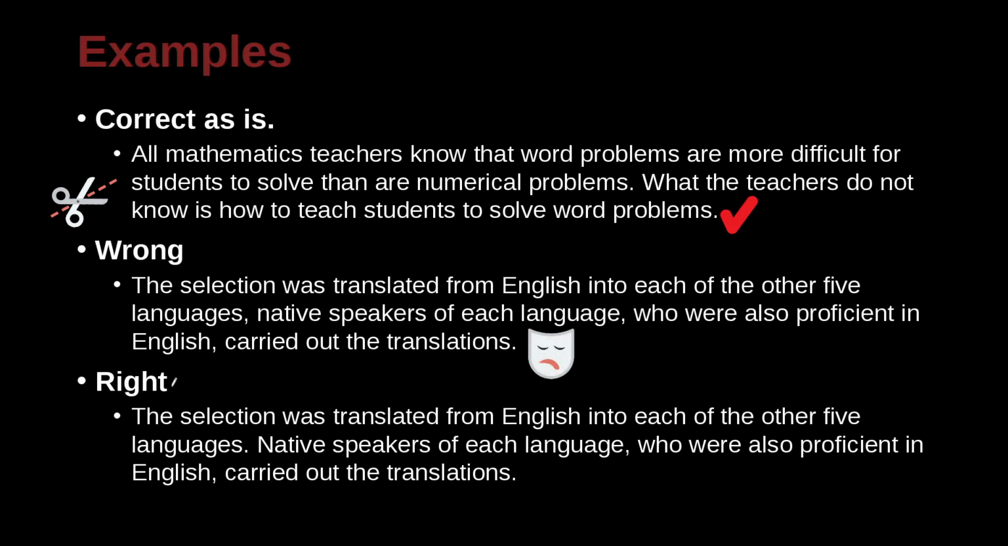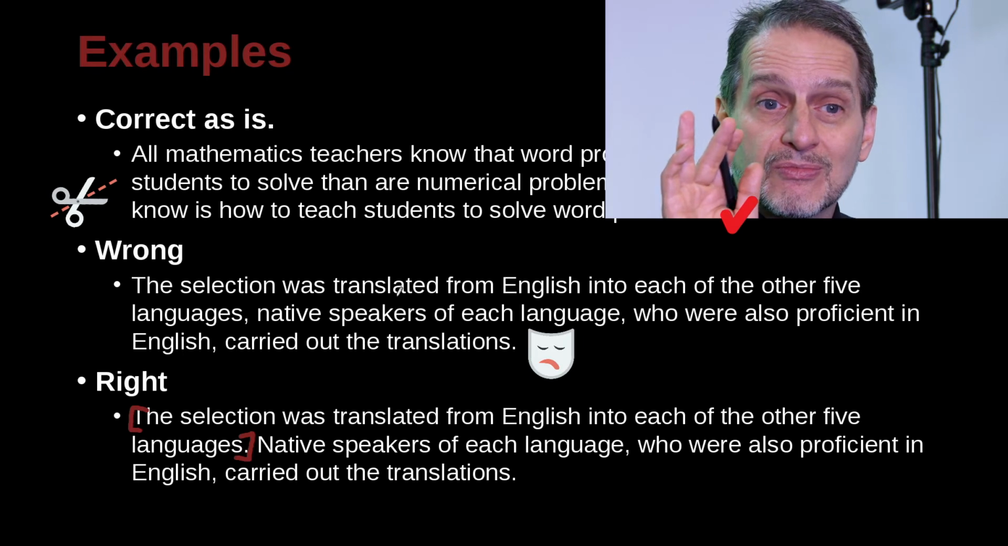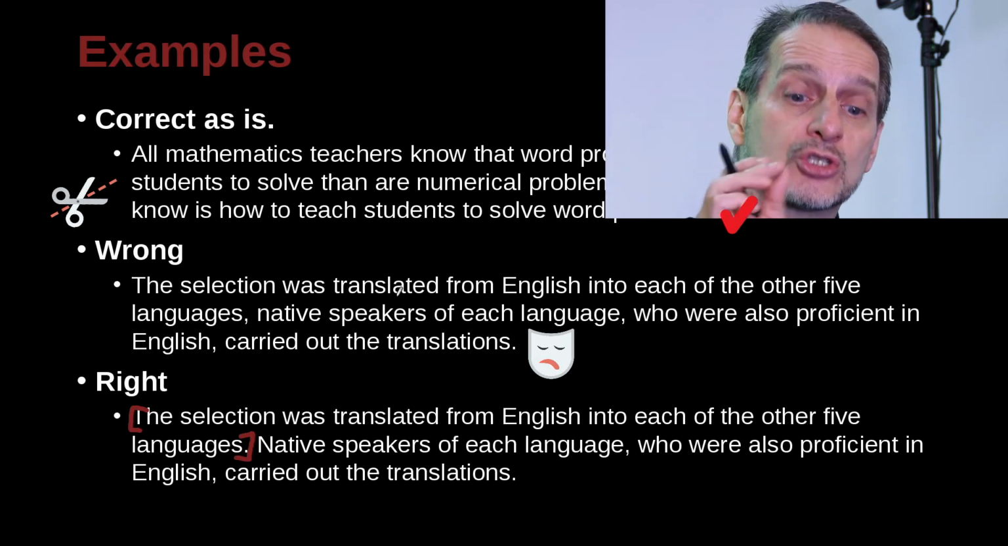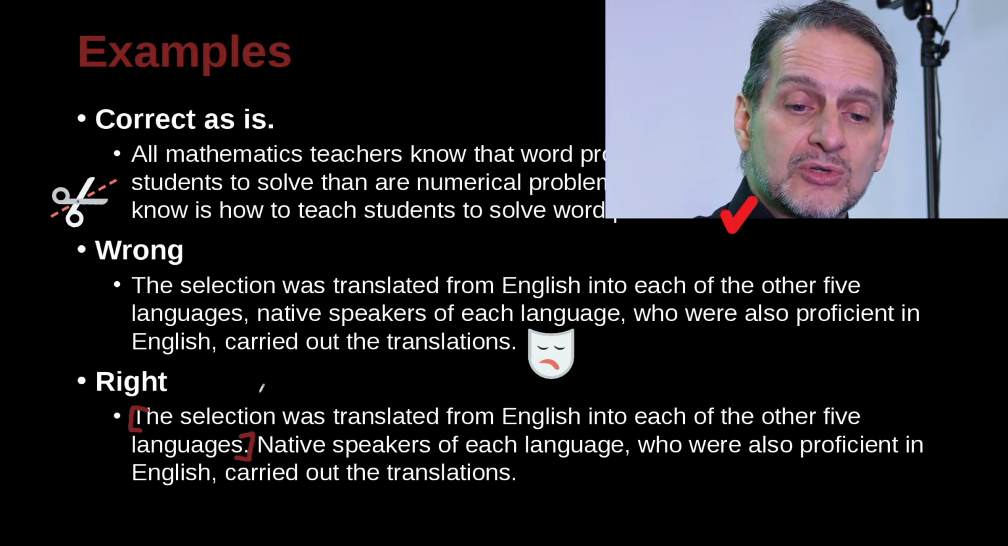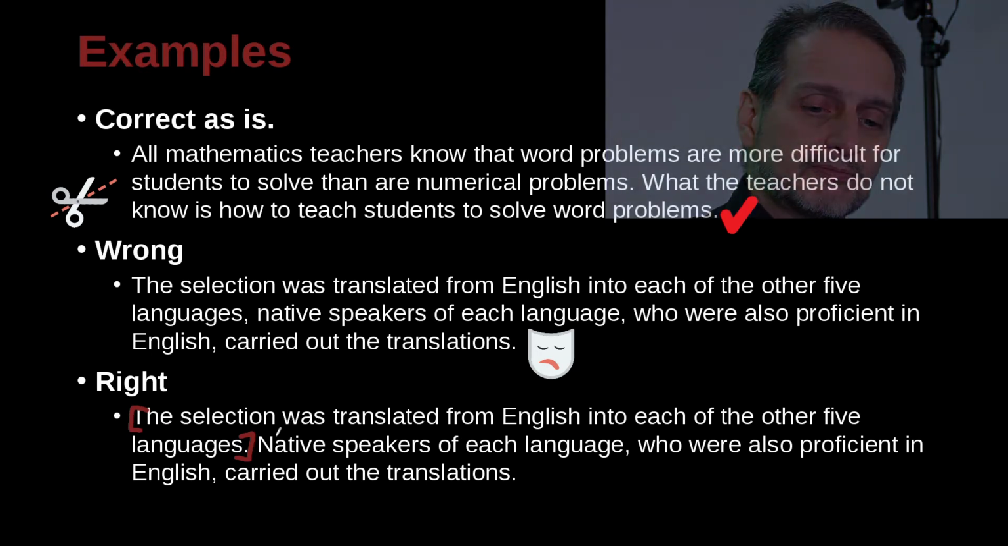Let's look at the correct sentence. The selection was translated from English into each of the 5 languages, period. Now here's a good example of remember to try to keep your sentences short. You don't need to stick every idea into one sentence. You're much better off trying to get your ideas separated into separate sentences and keep your sentences short. So in this example, I think you can see right away, very short and sweet, right to the point.